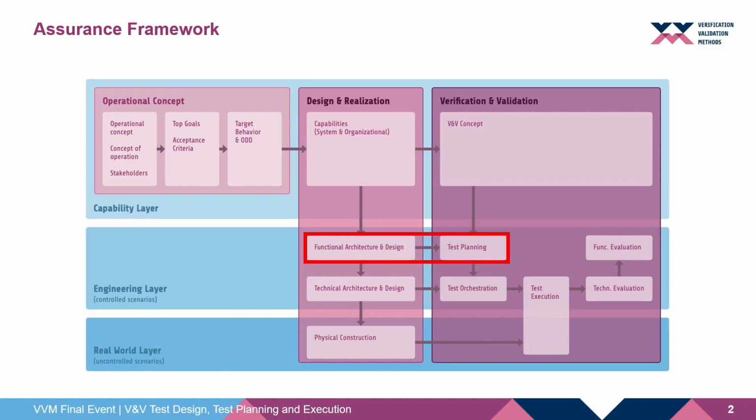So my talk will mainly elucidate what is behind these arrows, pointing from the above down to the functional architecture or down to the test planning, and also the interaction between the functional architecture and the test planning as well. And of course, the main output from the test planning, handing over to the test orchestration, setting the frame for the tests in a more concrete way.